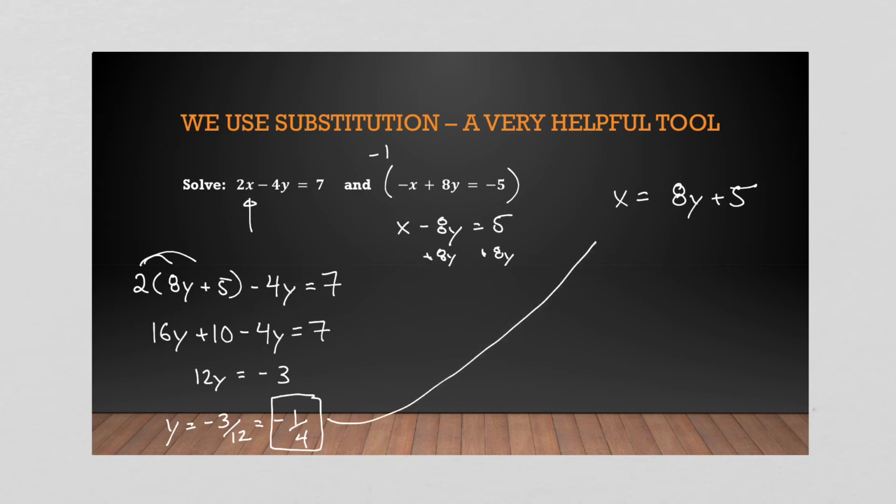Because if we plug that in up here for y, we end up with x equals 8 times negative 1 over 4 plus 5. Remember that the 8 cancels with the 4, you're left with a 2. So x equals negative 2 plus 5, x equals 3. So we end up with the coordinate point 3 comma negative 1 over 4.